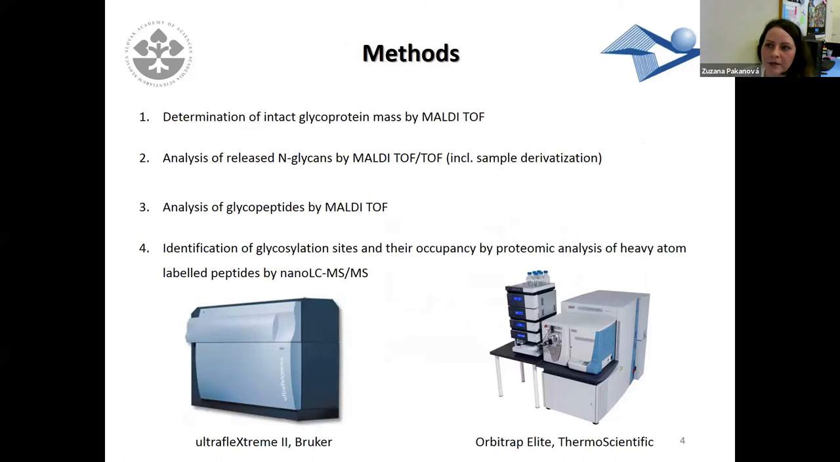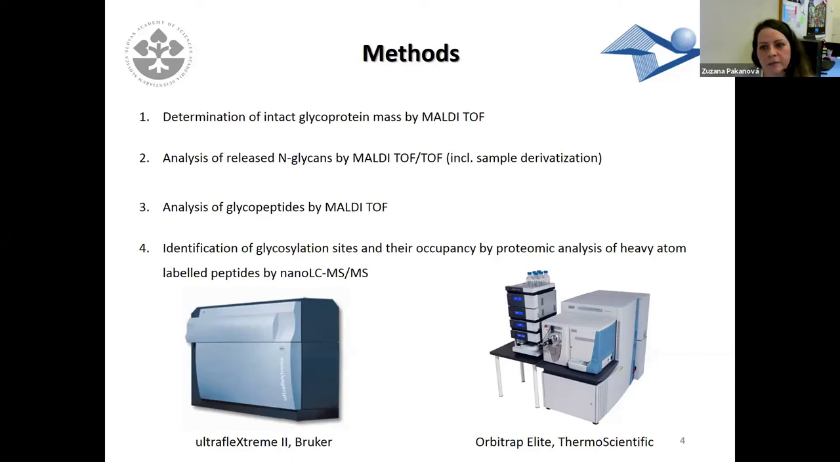So the main methods we work with in our lab are based on four different approaches. The first approach is the determination of intact glycoprotein mass by simple MALDI-TOF methodology. Then an important method in glycoproteomics is analysis of released glycans. This includes sample derivatization because we need to increase signal intensities in spectra. We have to avoid some in-source fragmentation. So the sample derivatization is often crucial.